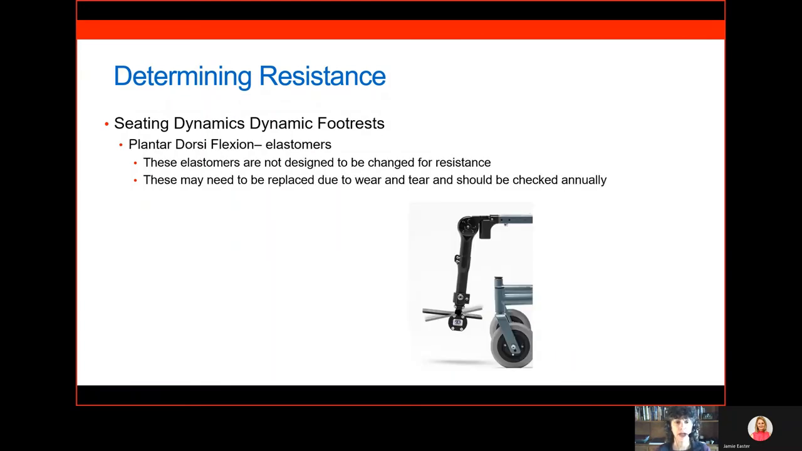And then finally, we have plantar and dorsiflexion. There are elastomers in here. They are not really designed to be changed for resistance. There's not usually that much force in this area because so much has already been diffused further up the line. But they can be changed if needed. There's not an option to change the resistance on the plantar dorsiflexion.